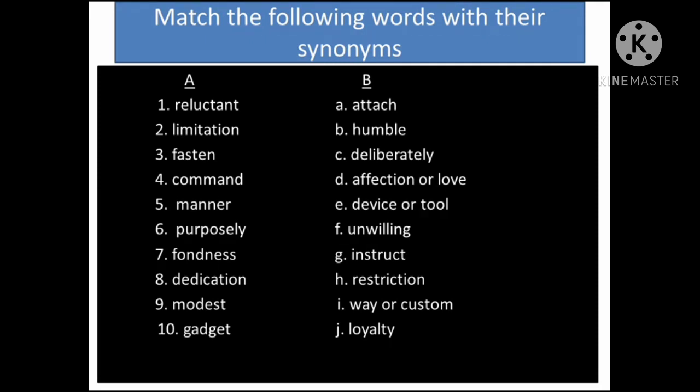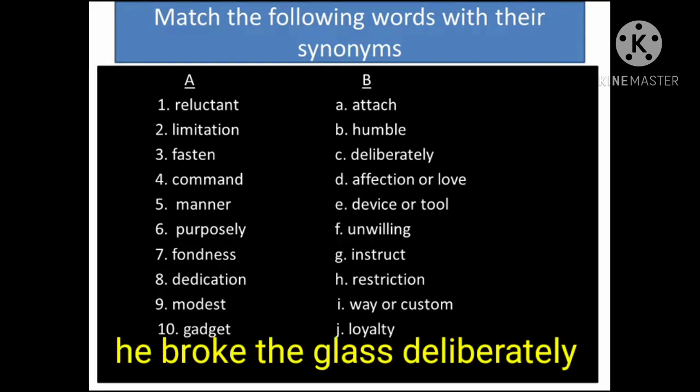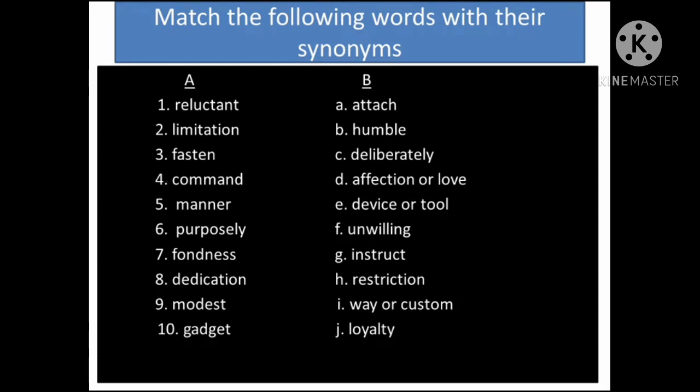Question number 6, purposely. What is the answer for question number 6, purposely, from B side? The answer is C, deliberately. Purposely ማለት ሆን ብሎ ማለት ነው. ሆን ብሎ ሲባል purposely እንላለን. Then C, deliberately. ለምሳሌ, he broke the glass deliberately.